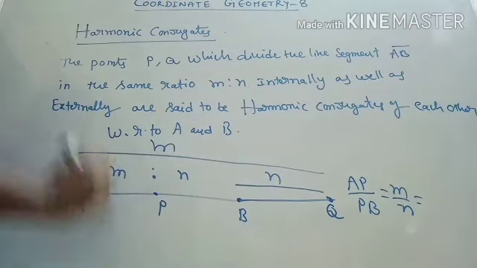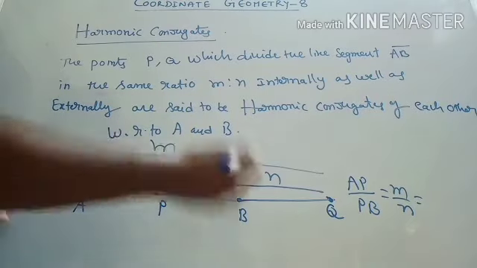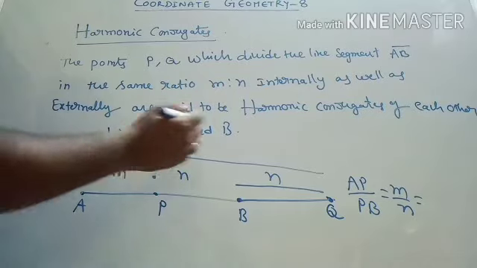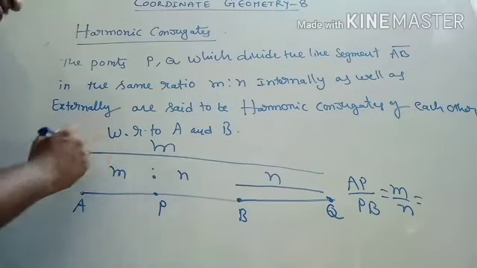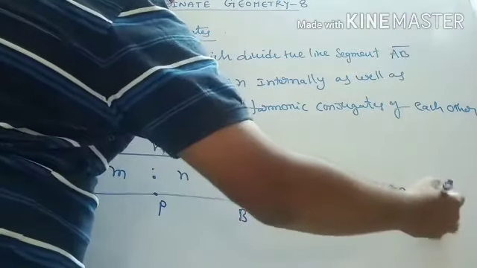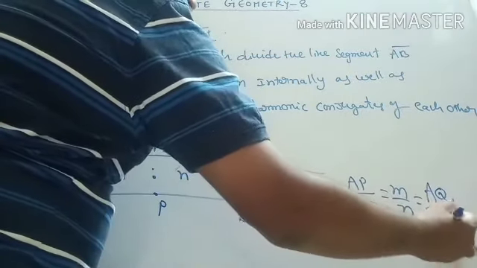That's why it is internal division. Q is outside of AB. That's why it is external division in the ratio. That means we have to take which point is dividing? Q is dividing. That's why AQ by BQ, that is equal to AQ by BQ, right?